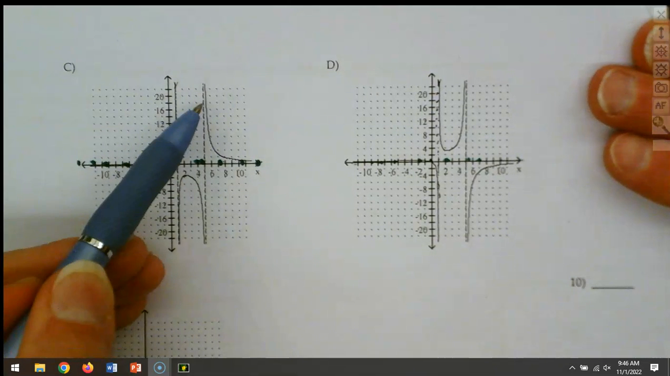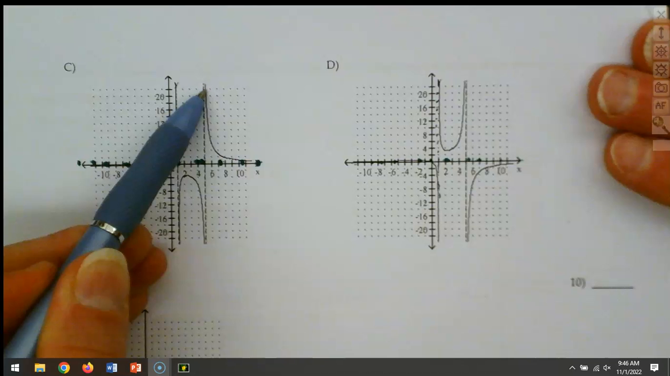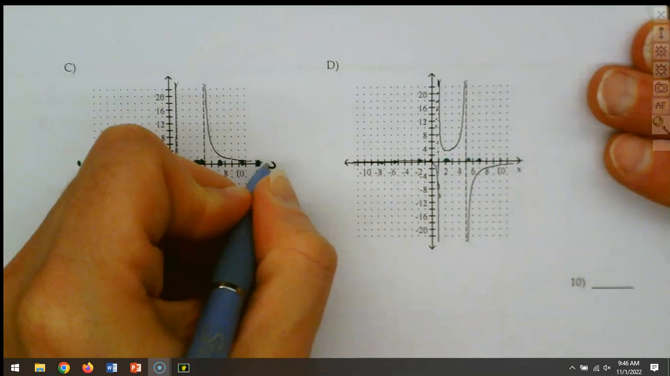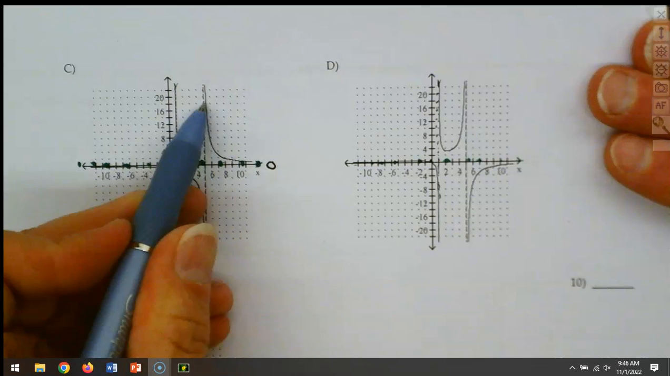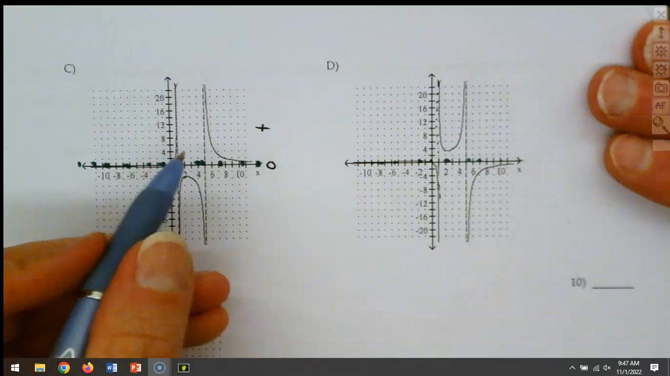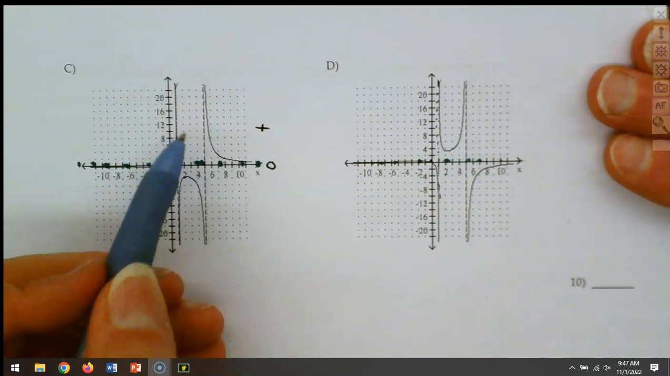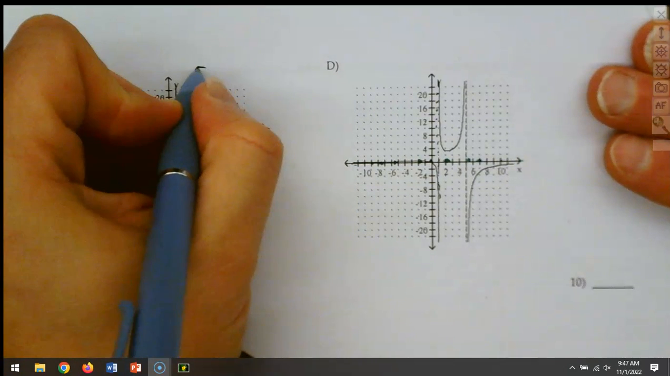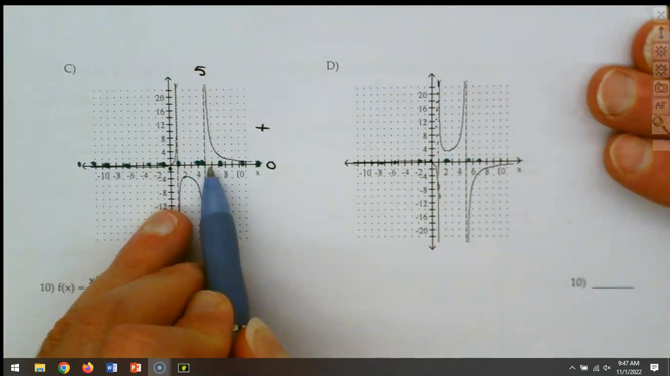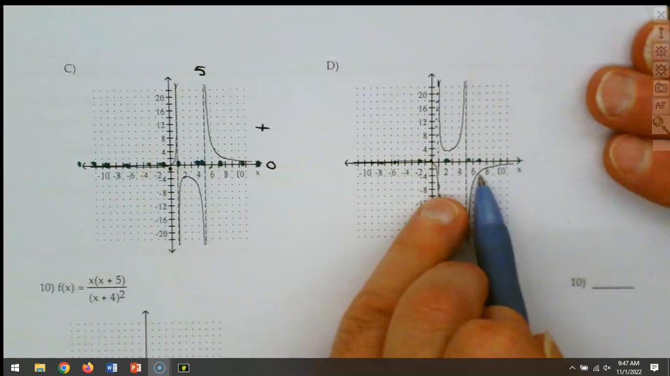Okay, let's look here. On C, this side is what? This side is positive, right? So this is going to be positive. So let's pick a point. Here's our vertical after 5. So let's pick 6 and see if 6 is here or if 6 is down there.